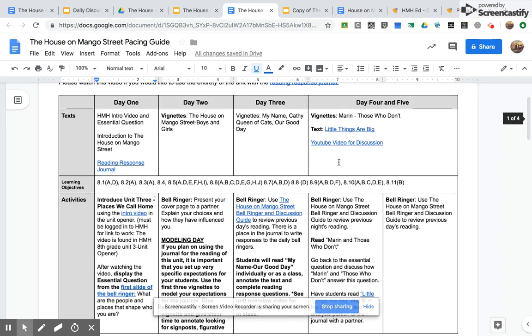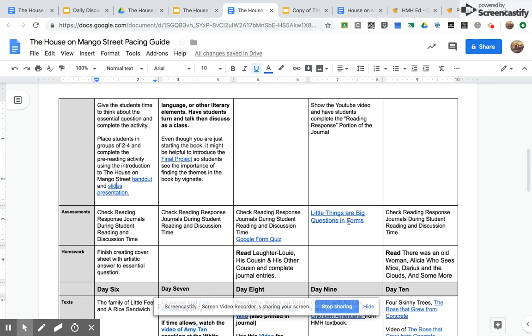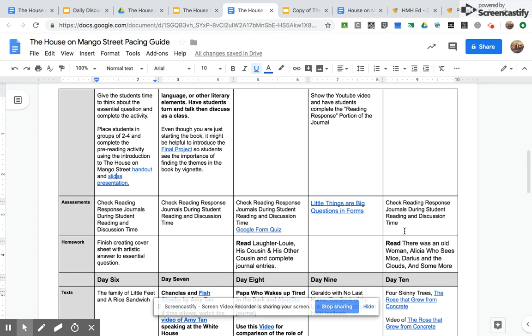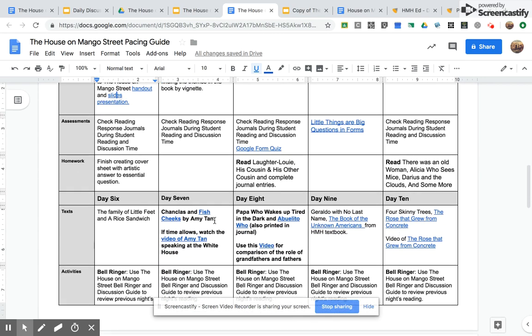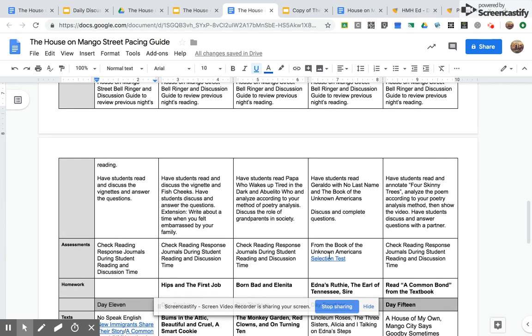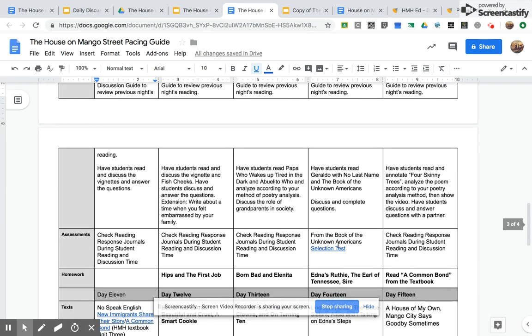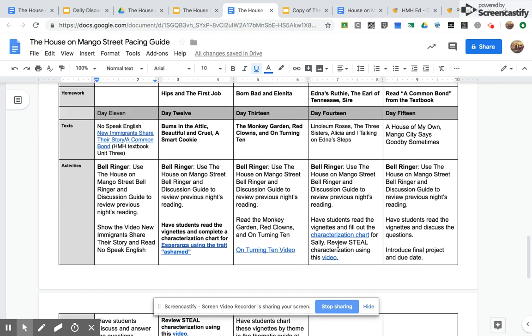You'll see on day 4 and 5 that this one has an informational text connection, so it might take you 2 days to get through this one, but there is a quiz over the informational text here, again in Google Forms. So you'll go through and see all the different resources. There are assessments, there's a selection test. If there is a textbook connection, the selection test is included there.